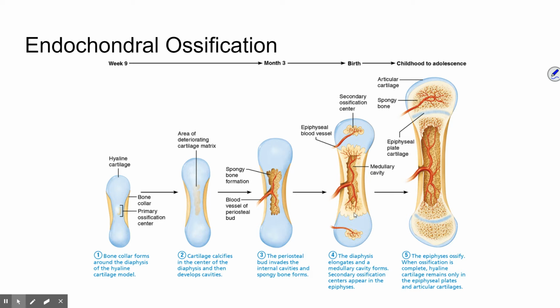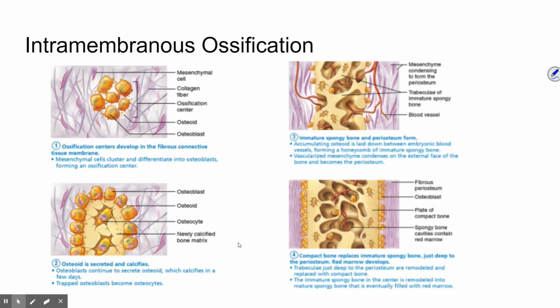Then in the next phase, you're going to see the elongation of that cavity and the bone growing more and more. You can see there's more bone and less cartilage here. And then the last step is when the epiphysis is going to ossify toward the end, and you still have remaining here those epiphyseal plates, which is where growth is primarily going to take place.